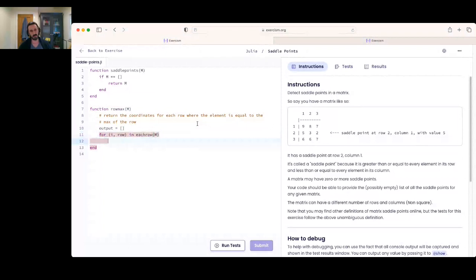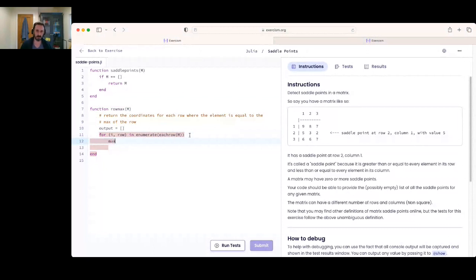Then we're going to go through each row, keeping track of which row it is with the index. Oh, quite an important thing there. Enumerate. So we actually keep the index with us. For i, row in enumerate of each row. What are we going to need to do? So we're going to need to get the maximum of that row.